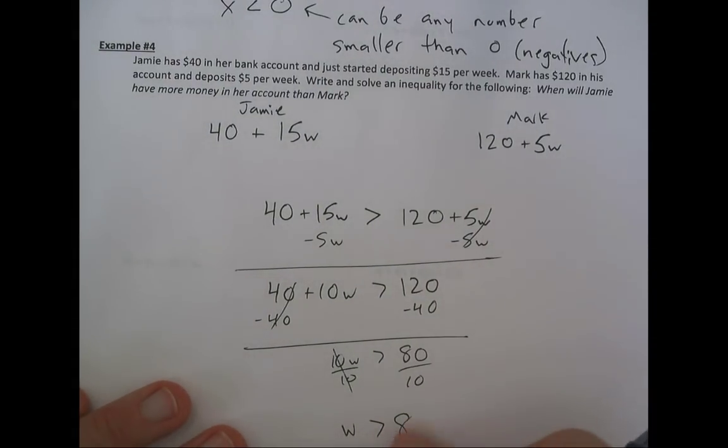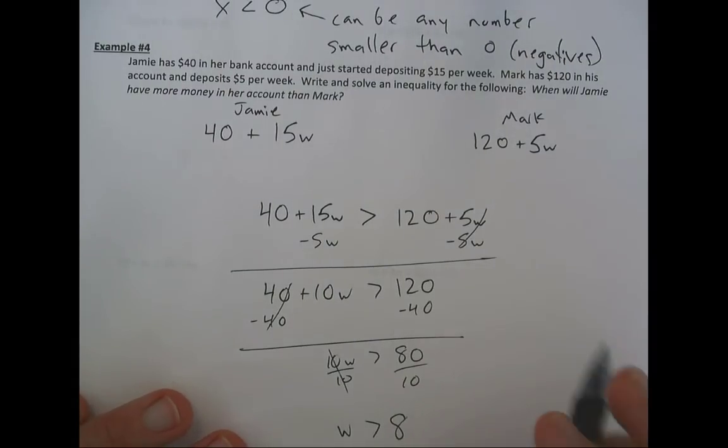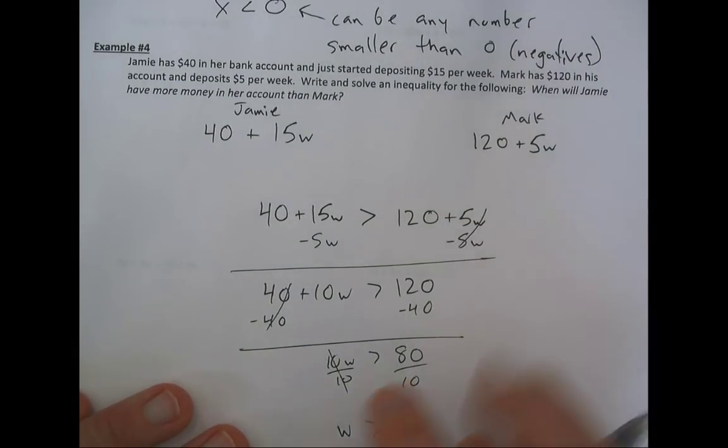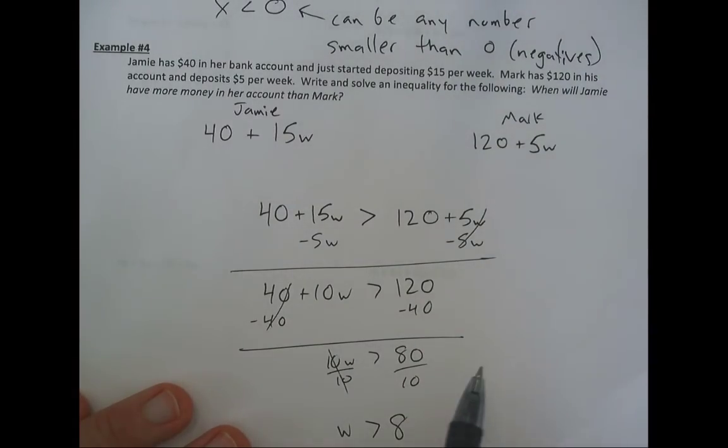So for any number greater than 8, can we answer the question, when will Jamie have more money in her account? So you got to be careful how you say it. If you say after 8 weeks, that's not true, because W has to be greater than 8 weeks. So if you say after 8 weeks, it sounds like you're saying starting at 8 weeks, she's going to have more. At 8, they're going to actually probably be equal. If we ran the equals here, we would have had W equals 8. So they're going to have the same amount of money after 8 weeks.